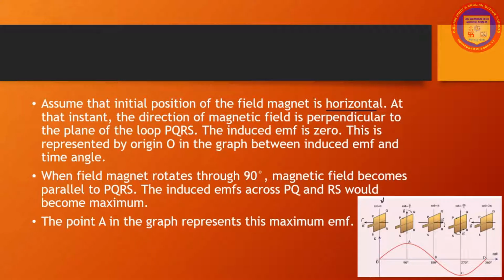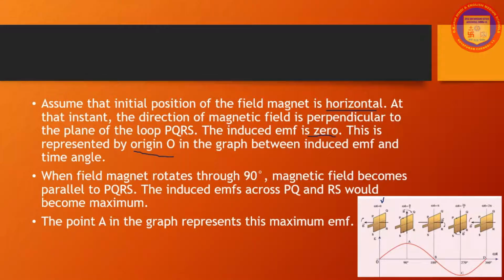Let the field magnet be rotated in clockwise direction by the prime mover. Assume that the initial position of the field magnet is horizontal. At that position, the direction of magnetic field is perpendicular to the plane of the loop PQRS. The induced EMF is 0. This is represented by the origin O in the graph between induced EMF and time angle.